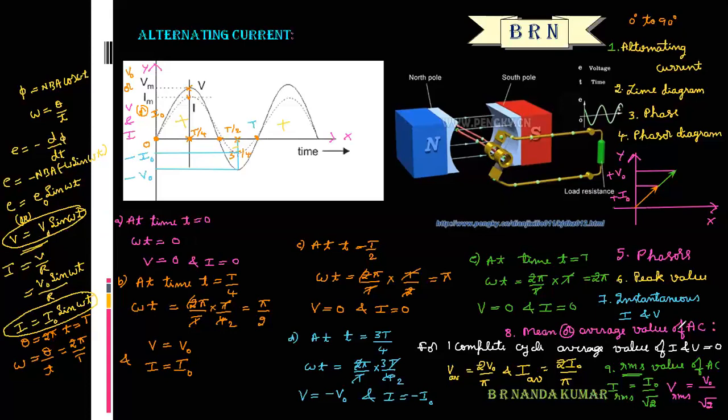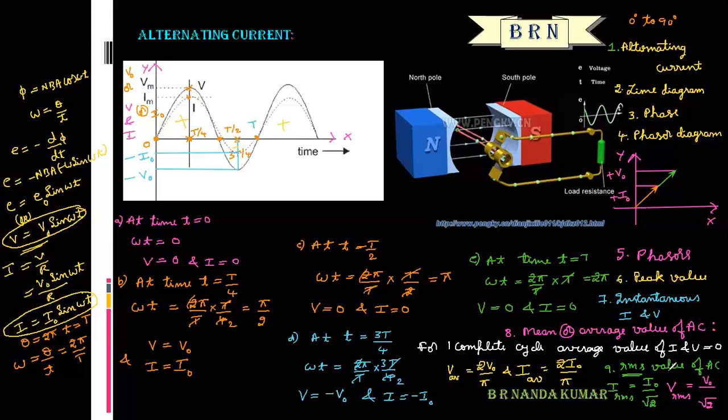The average value of alternating current is measured over a half cycle. For one complete cycle, the average value is 0. The average value of current is 2I0/π, and the average value of voltage is 2V0/π.